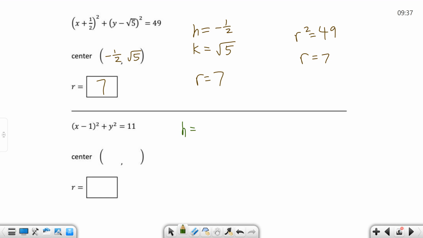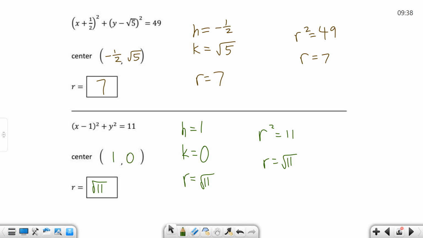The next one, what is h? What is k? And here I put, quote unquote, a trick. So h is 1, but look, what's attached to the y? Nothing. But what number means nothing? 0. That's the same thing as y minus 0 squared. Well, you simplify that to y, so you get y squared. So 0 for k. And then r squared is 11. Wait a minute, r equals what? The square root of 11. The square root, is that okay? Yes, it can be a square root. So square root of 11 for the radius, and the center is 1, 0.